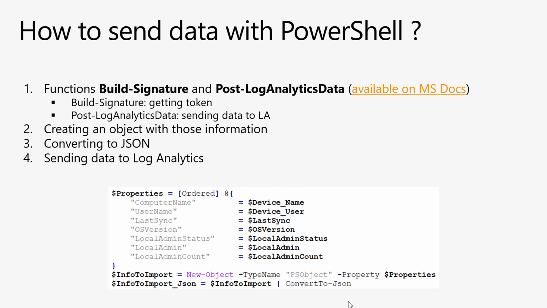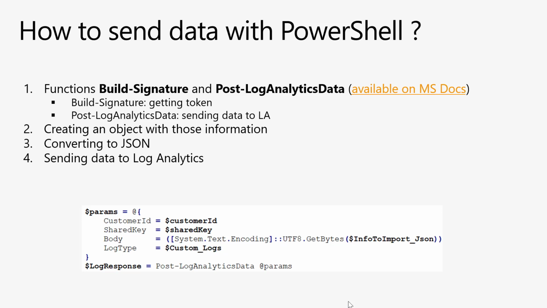How to send data with PowerShell and the proactive remediation script. We will use both functions, Build-Signature and Post-LogAnalyticsData. Both functions are available on the MS Docs link. Build-Signature allows you to get the token, and Post-LogAnalyticsData allows you to send data to Log Analytics. The next step is to create an object with all custom information and convert it to JSON. And the last step is to send data into Log Analytics, like this.